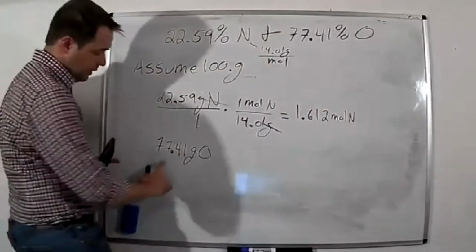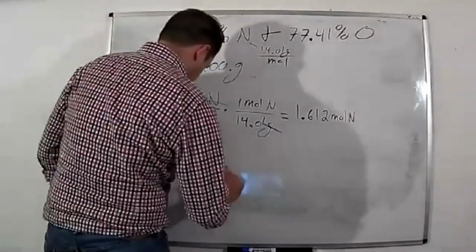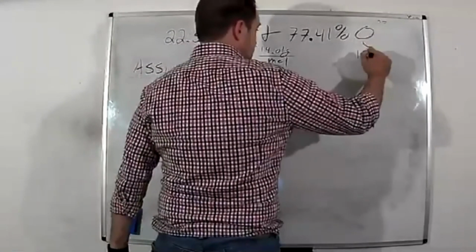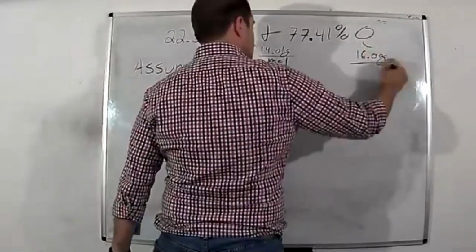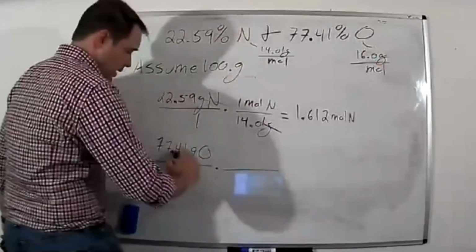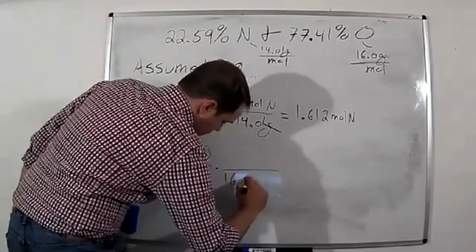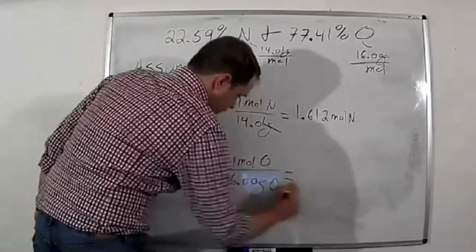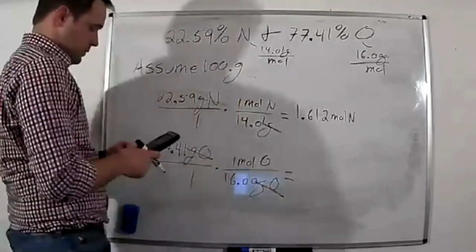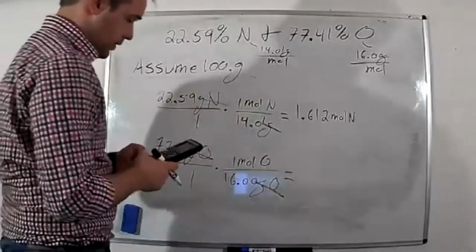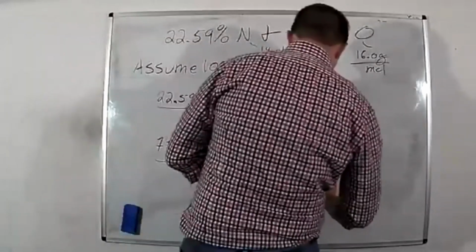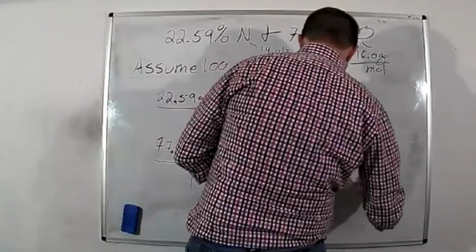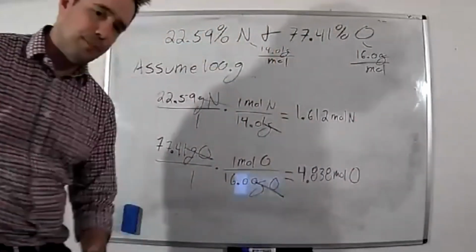Cool. Now, oxygen. We need to do the same thing. You've got to track down oxygen. Oxygen has a weight of 16.00 grams per mole. I need grams to go away, so I'm going to divide by that weight of oxygen. 77.41 divided by 16 is 4.838 moles of oxygen. Have I lost anybody?